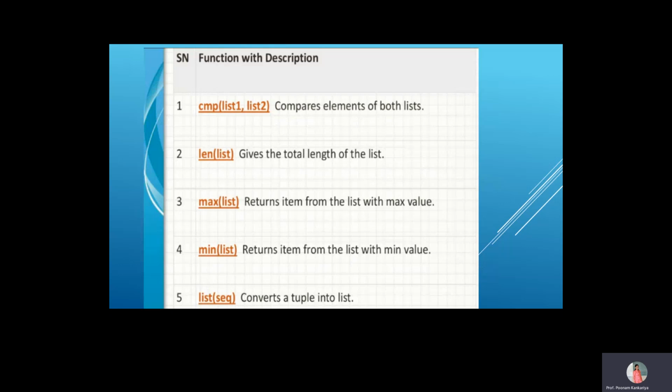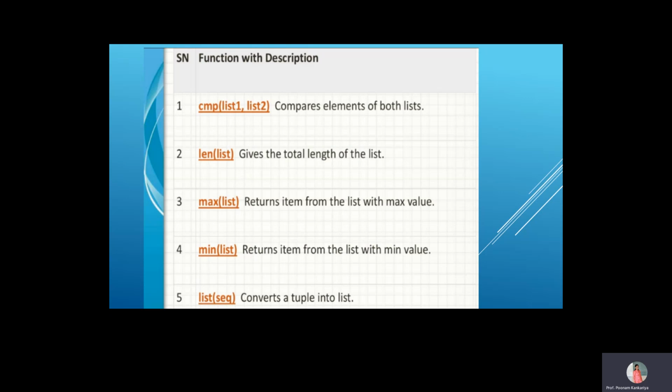Next is max of list. It returns the item from the list with the maximum value. If we have to get the maximum element, at that time we use the max function. Then next is min of list. Min of list is one type of list function used in Python. It returns the item from the list with the minimum value. If you want to find the minimum value from the list, at that time we use the min list function.